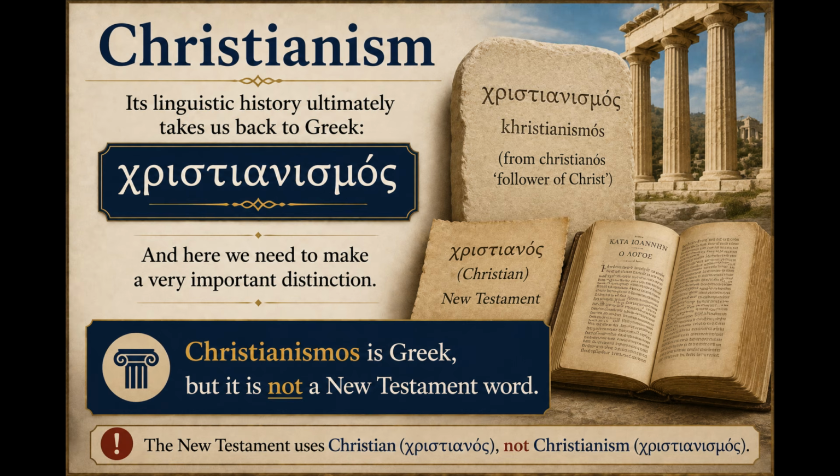Its linguistic history ultimately takes us back to Greek, Christianismos. And here we need to make a very important distinction. Christianismos is Greek, but it is not a New Testament word. It appears in early Christian writings after the New Testament period. So we begin to see a historical development. Christos, Christ, the Anointed One, then Christianos, Christian, and subsequently Christianismos, the Christian way, or Christian religion, with later English terminology including Christianism and Christianity.